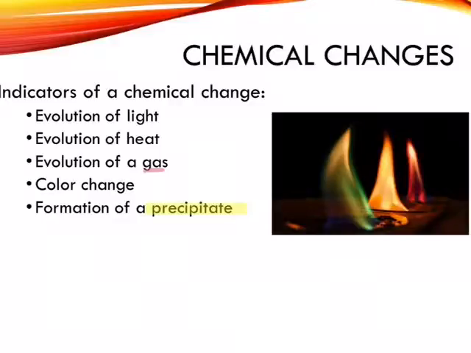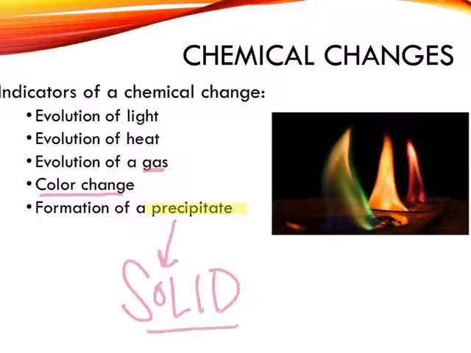Also be careful with this, because if I just add food coloring to water, that's not a chemical change, that would be physical. But if a reaction is causing the color to change, that's chemical. And finally, the formation of a precipitate. This is a solid that falls out of a solution. An example of that would be our rock candy, where the sugar crystals are supposed to fall out of the sugar water. That's a precipitate.